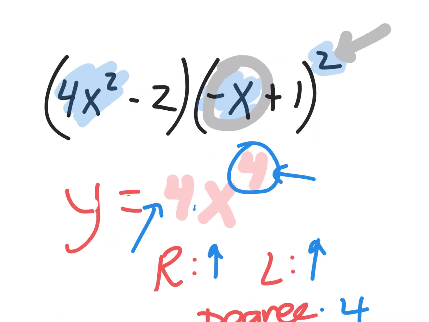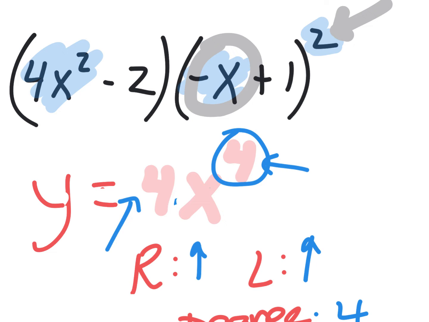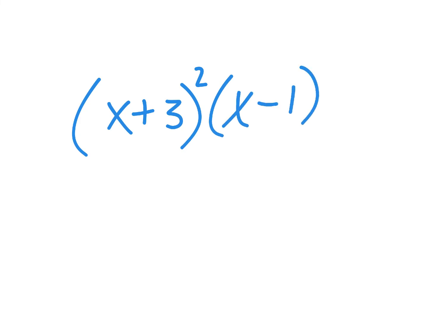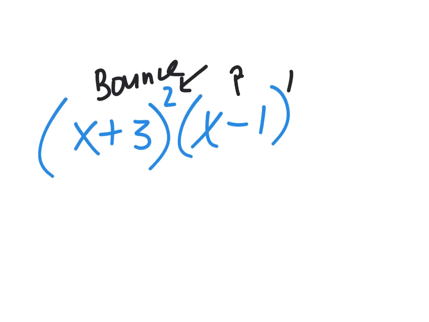Now we got to be able to graph these things. Now this would have been too hard to graph. But imagine we had this. Do you remember that whole bounce thing? This one had a multiplicity of 2, which meant it was going to bounce there. This one had a multiplicity of 1, which just meant it'll pass through. It'll just pass right through.